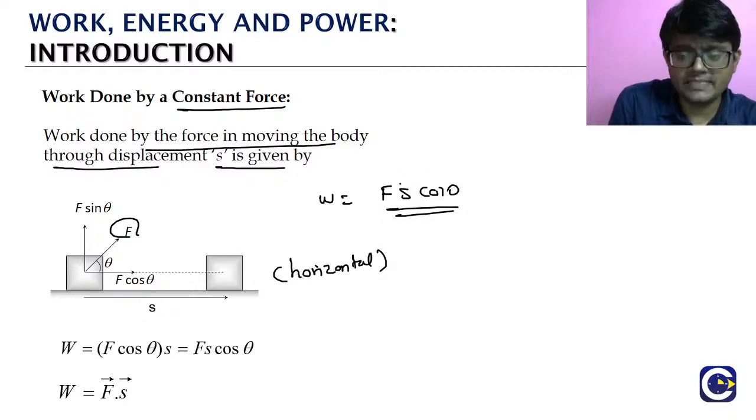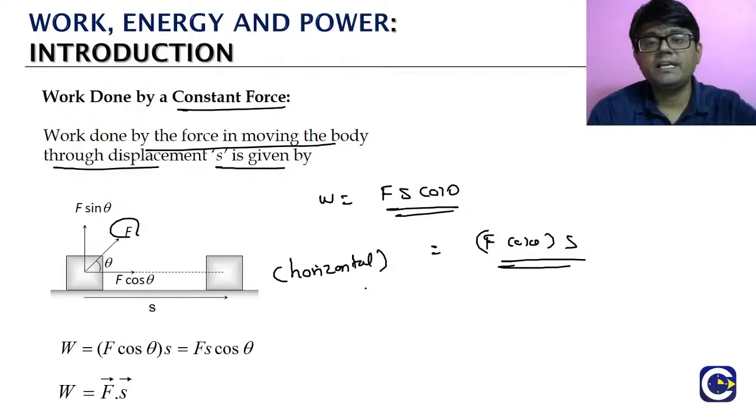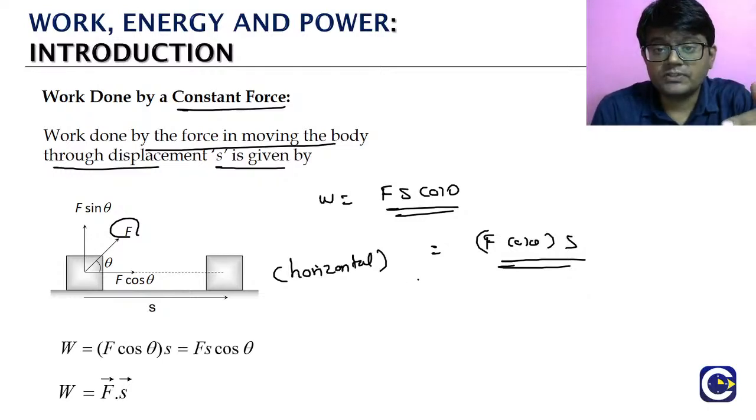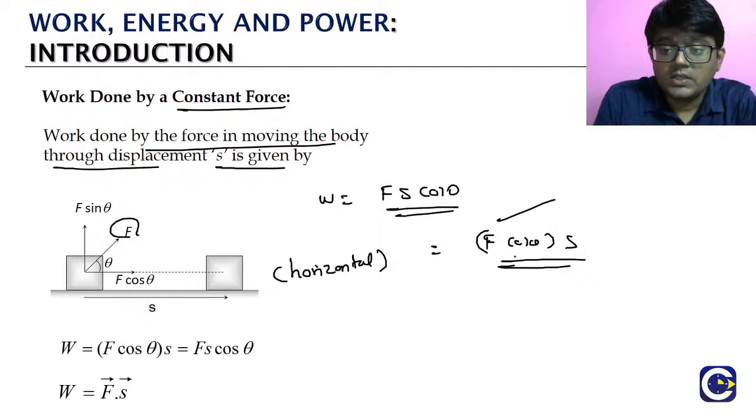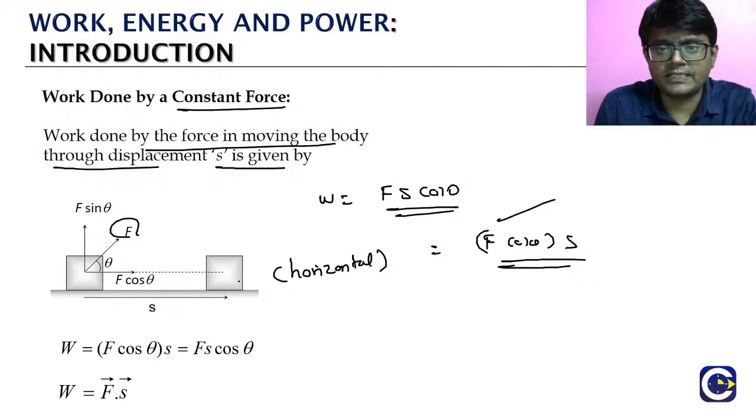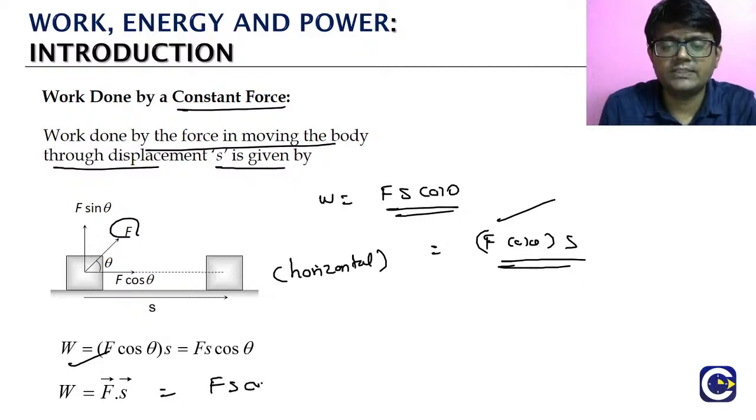Now if you just rearrange them, we can also rearrange it like this. How? F cos theta into S means either we define the work as the force multiplied by component of the displacement in the direction of the force, or the component of the force in the direction of the displacement multiplied by the displacement value. Because remember, if we have a dot product of two vectors, here the two vectors that we're talking about are the force vector and the displacement, right? What is the dot product? F dot S will be F into S into cos theta.